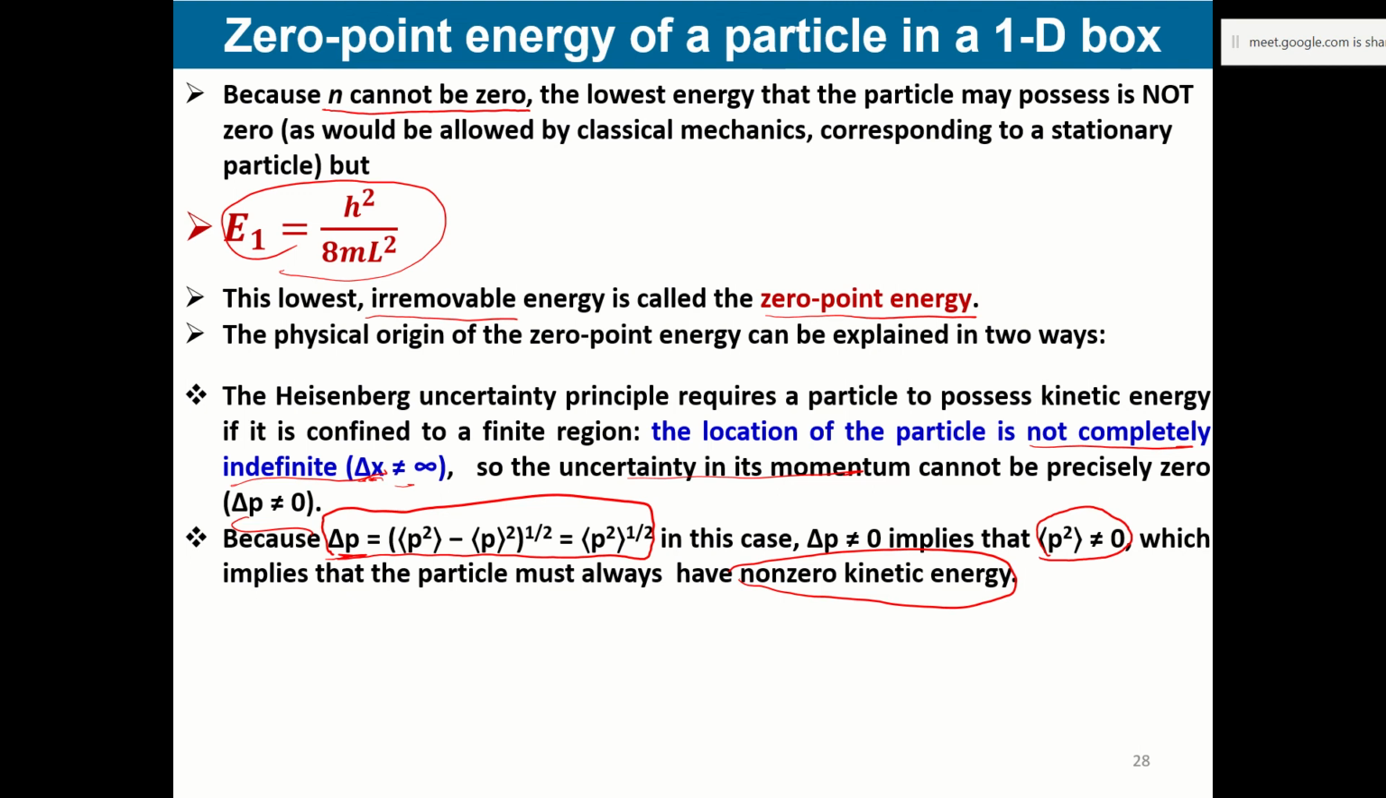So you see in this particular box, when the particle is moving back and forth, the averaging of this term may go to 0, but the first term is not going to 0. And that means that p square, this expectation value of the square of the momentum, is not 0. That means the particle must always have some non-zero kinetic energy. This is the reason why this zero point energy will remain.